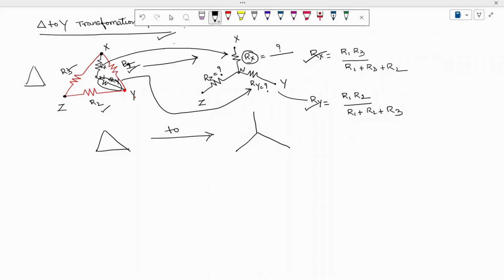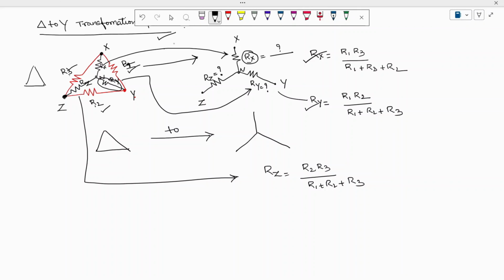Similarly, I'm going to connect one more resistor, which is Rz. So what is the value of Rz? Rz is equal to, this black color resistor is connected between this node and this node. What are the resistors connected? R2 and R3, so it is R2 R3 divided by R1 plus R2 plus R3. So successfully we find the values of Rx, Ry, Rz.